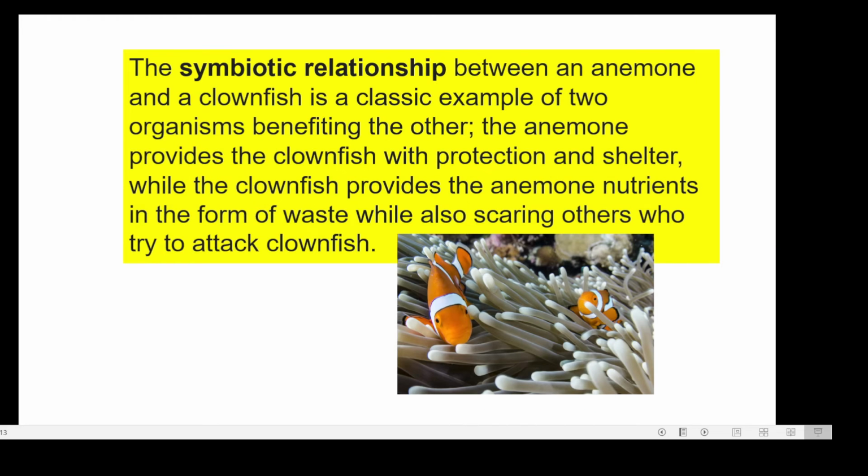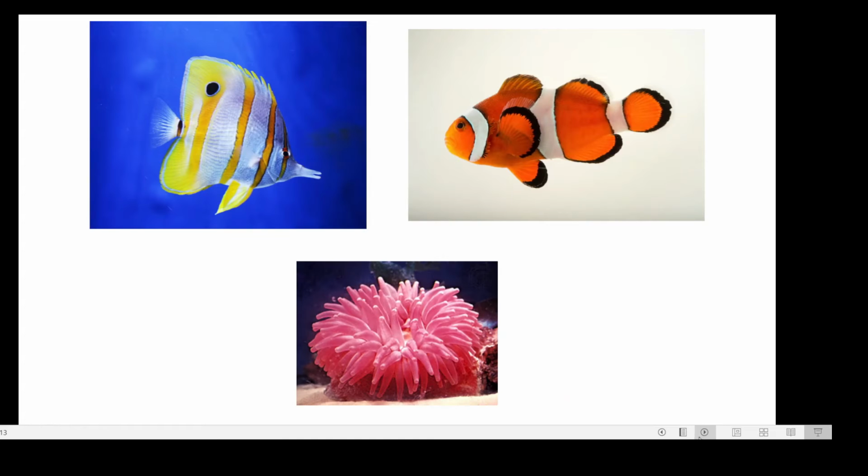Now let us see another example, the symbiotic relationship between sea anemone and clownfish. Now what happens? This is the butterfly fish, this is the clownfish, and this is the sea anemone. Now butterfly fish attacks the sea anemone, and this clownfish protects the sea anemone by combating with this butterfly fish, and in turn the sea anemone provides food to the clownfish.